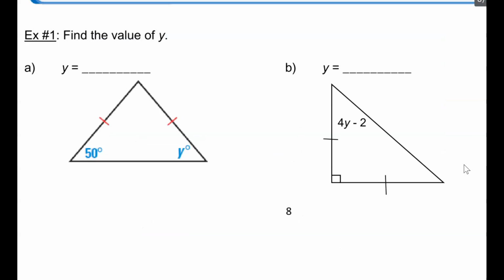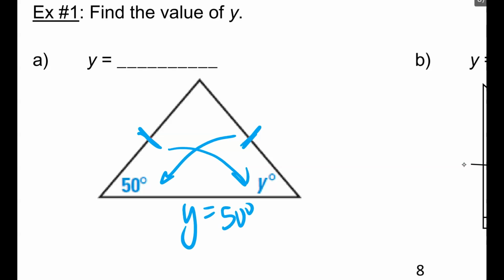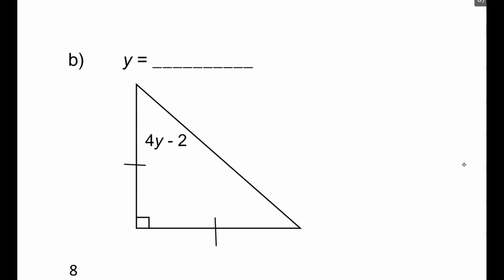Okay, so let's go ahead and find the value of y. Because these two sides, these two legs, are congruent, the angles across from them must be congruent as well. So 50 degrees must be equal to y. Let's give another one a shot.